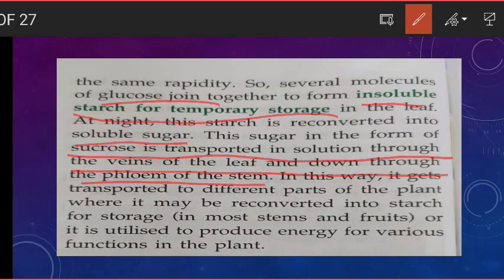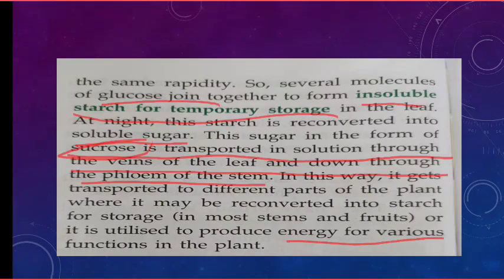So remember, after photosynthesis the food is formed in the form of glucose. It gets temporarily stored in the form of insoluble starch, and then it gets transported to different parts of the plant in the form of what? Sucrose. In this way it gets transported to different parts of the plant, where it may be reconverted into starch for storage, or it is utilized to produce energy for various functions in the plant.